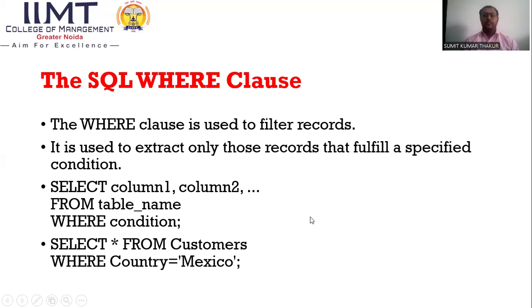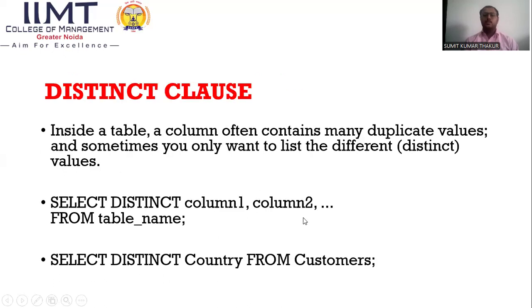Now, we move to the DISTINCT clause. The DISTINCT clause is different from the WHERE clause. Inside a table, a column often contains many duplicate values, and sometimes you only want to list the different values. It will not show the duplicate values when we use the DISTINCT command.